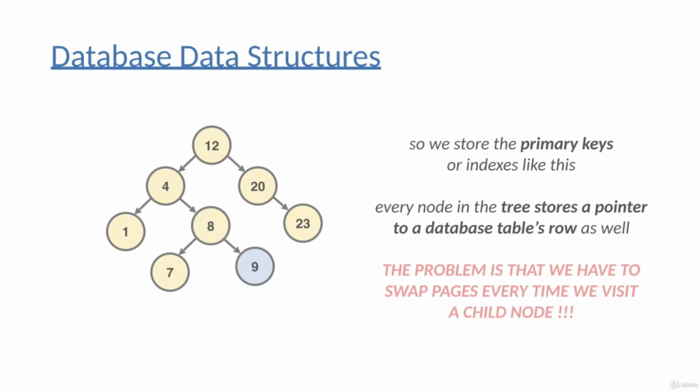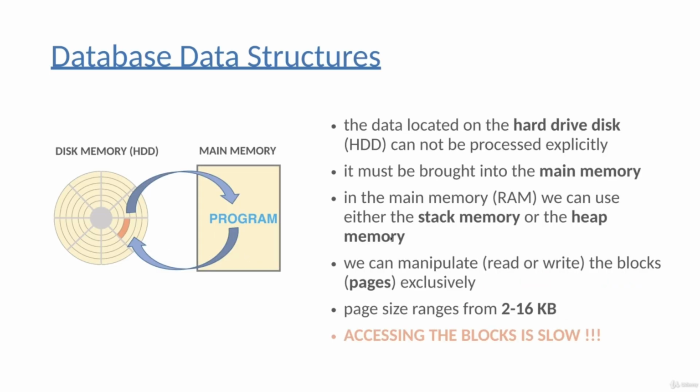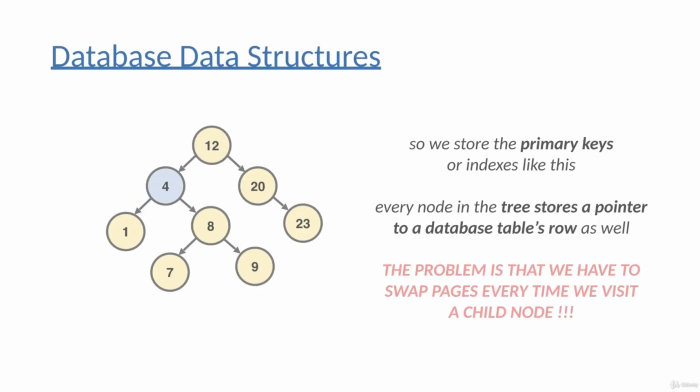Then again and again. Because this is what we have been talking about, that as far as the external memory is concerned, we can manipulate, so read or write, the blocks or the pages exclusively, where the size of the pages ranges from 2 to 16 kilobytes. So we are not able to manipulate just a small portion of data, we have to deal with blocks or pages. And this is why this approach is not efficient, because every time we visit a given child, we have to deal with another page. The operating system is going to fetch a huge amount of data into the internal memory and so on.